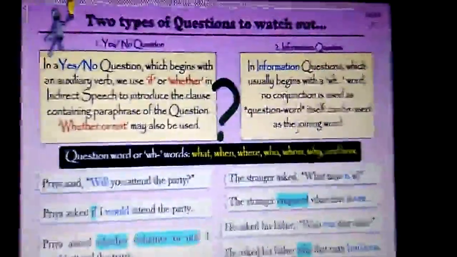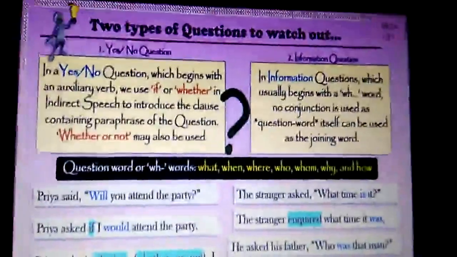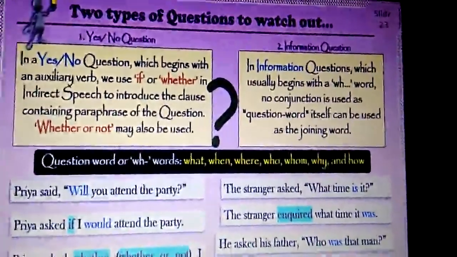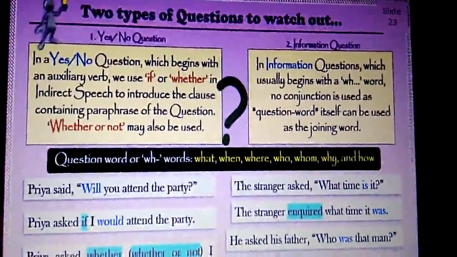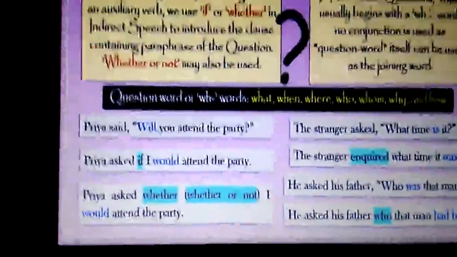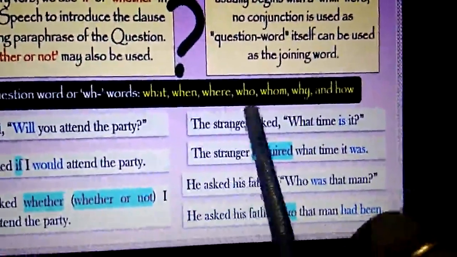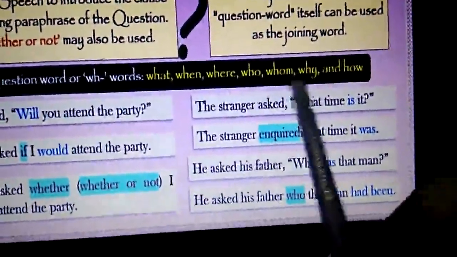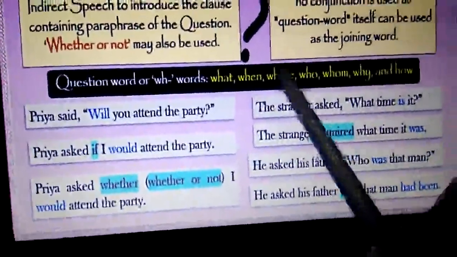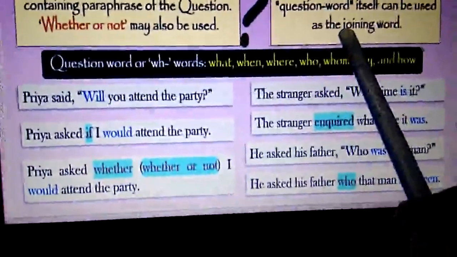Usually, we have two types of questions. One is yes or no questions. The other is information questions. That means the questions which we form with question words. Question words means WH words, you know them: what, when, where, who, whom, why, and how. With such words we frame questions, and those questions are called informative questions.